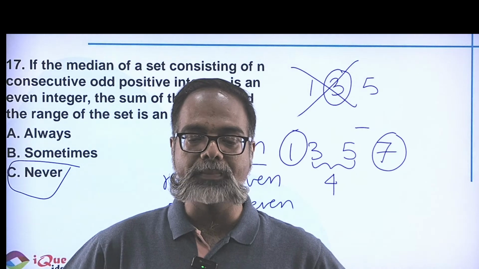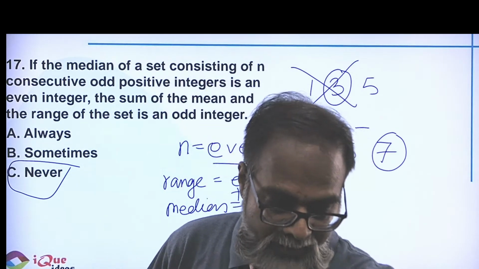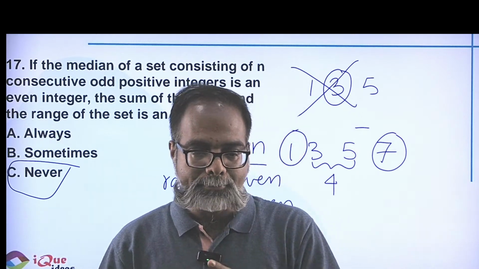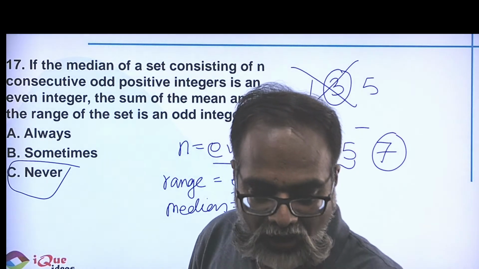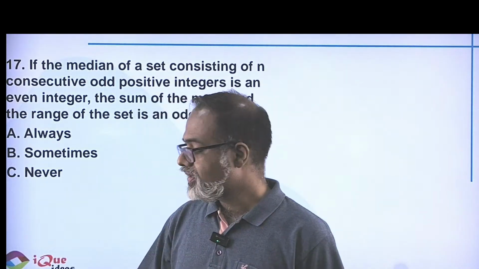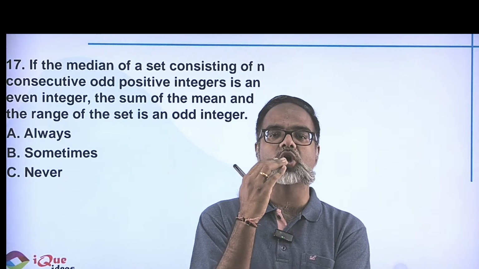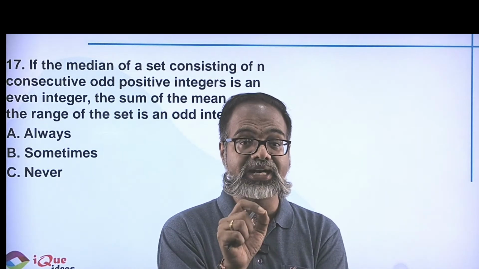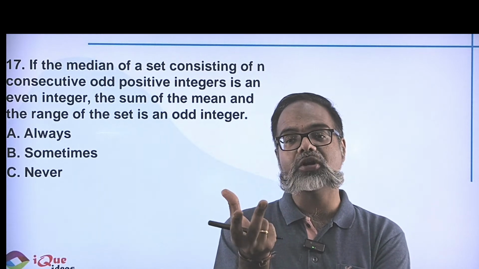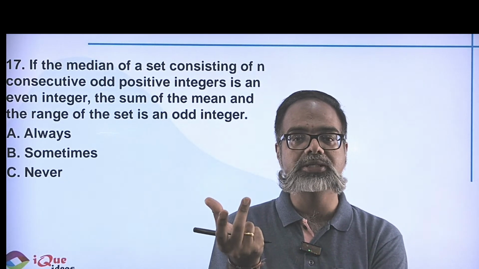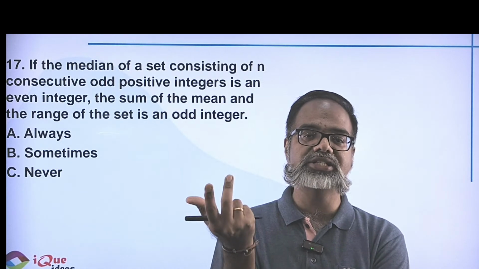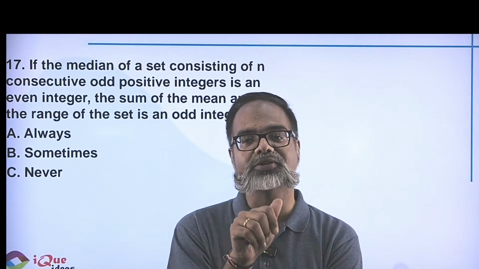Easy, easy. Okay. Got this one? Hopefully got this one. Right? So the funda behind solving this question was first understanding what is meant by a median. Second, working out whether it's an even number of numbers or odd number of numbers. And then understanding that the range is nothing but the largest value minus the smallest value. That's the range of the set.